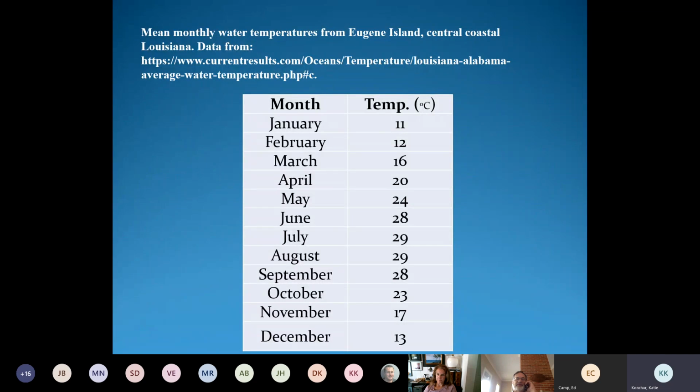So the new equations we've developed for growth and mortality are temperature and salinity dependent. Now, temperature is fairly predictable, and we need only one scenario for temperature. This is what it is, as you can see on the slide, and it comes from central coastal Louisiana. Next slide.